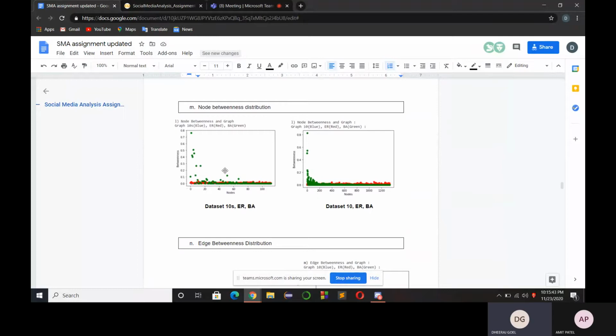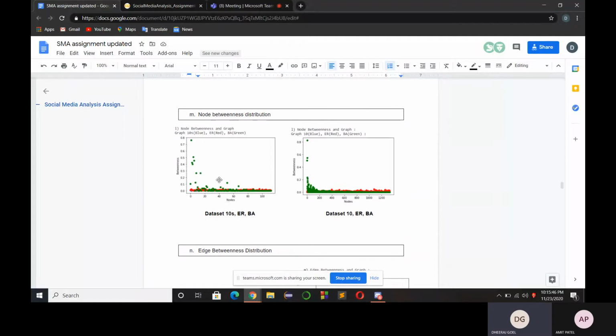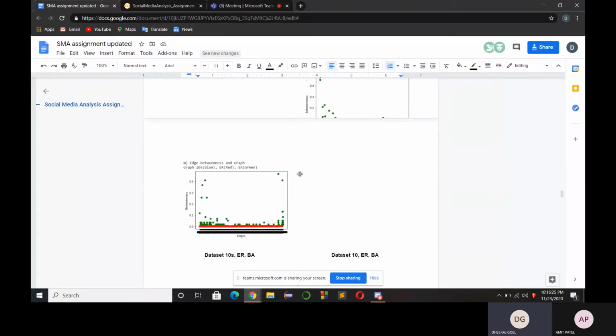These are the graphs which were plotted for explaining the node betweenness distribution. You can see here how the node betweenness distribution has spread along the x-axis and y-axis. Here the blue dots, which are hidden between the red ones, are for the graph 10s or the dataset, the red ones are of the ER model, and the green ones are very visible, which are for the BA model. This is the analysis of the node betweenness for the dataset 10s, which tells us how close or far two nodes are.